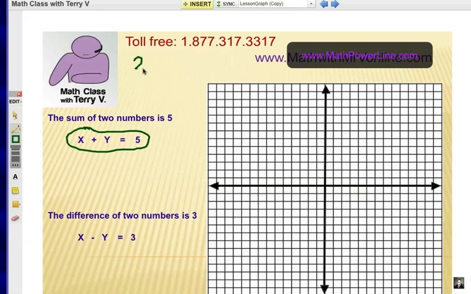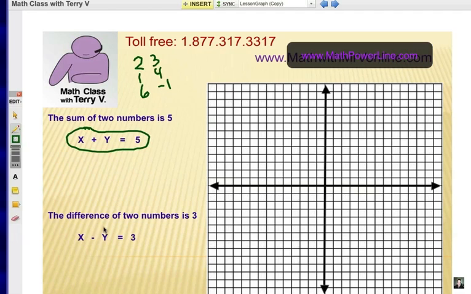Well, right away I can think of 2 and 3, I can think of 1 and 4, I can think of 6 and negative 1, and so on. So obviously there's more than one pair of answers for x and y. So that has multiple solutions.